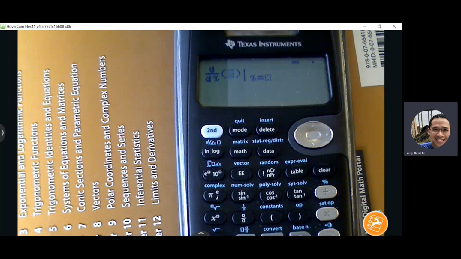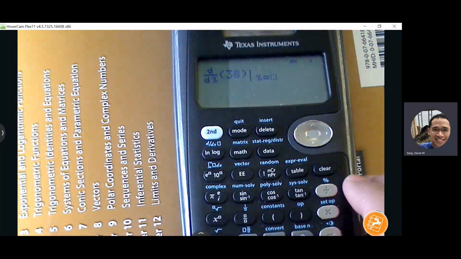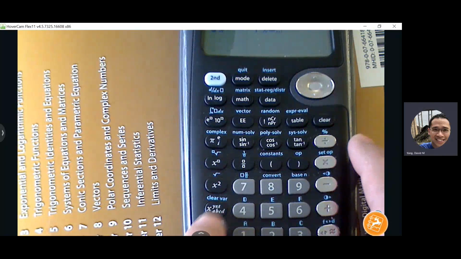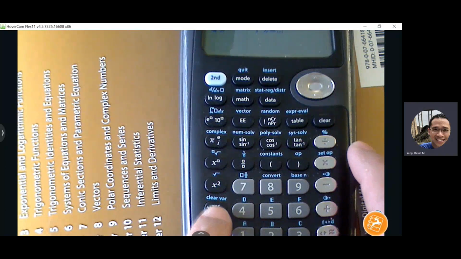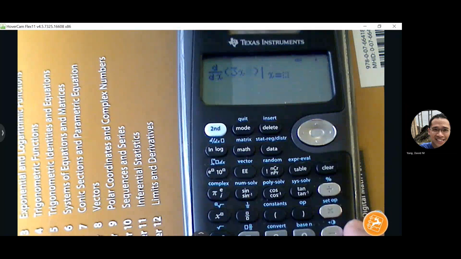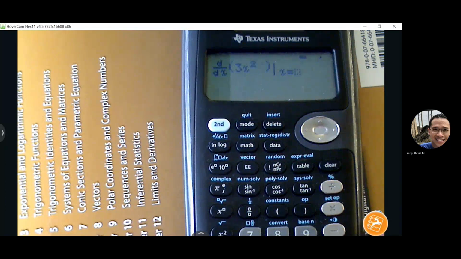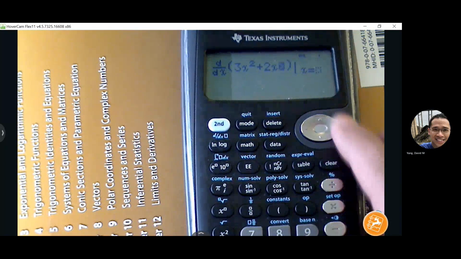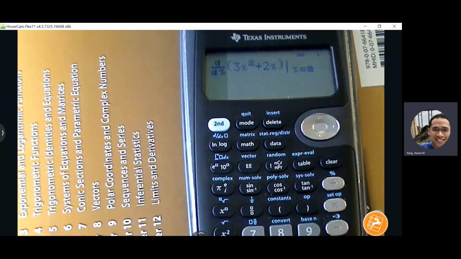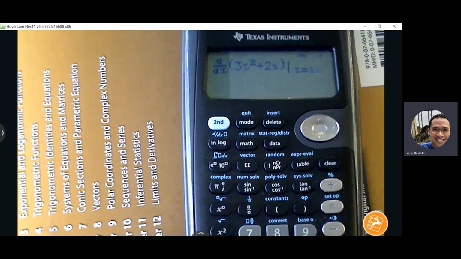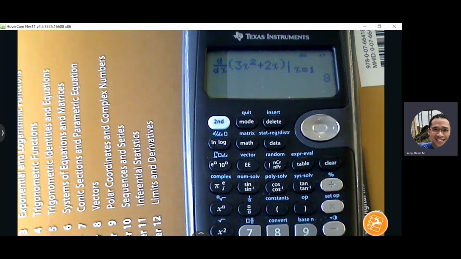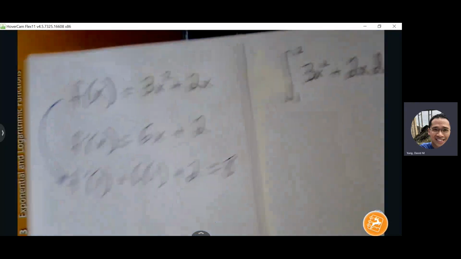So same idea, plug in the function 3x squared plus 2x. Again, you're always using x. I know there are other variables here, but just always use x. 3x squared plus 2x. Okay. Again, the calculator can't find the derivative function for you, but it can evaluate the derivative at a point for you, just like we were able to do on paper.